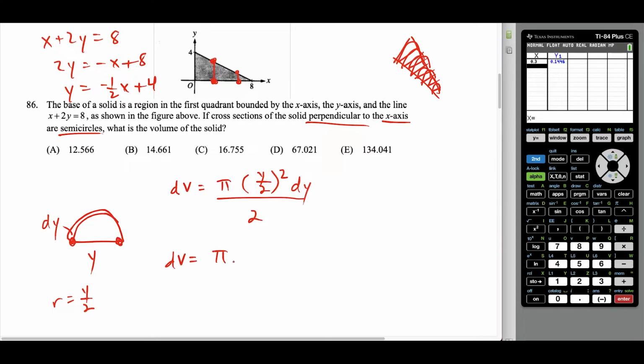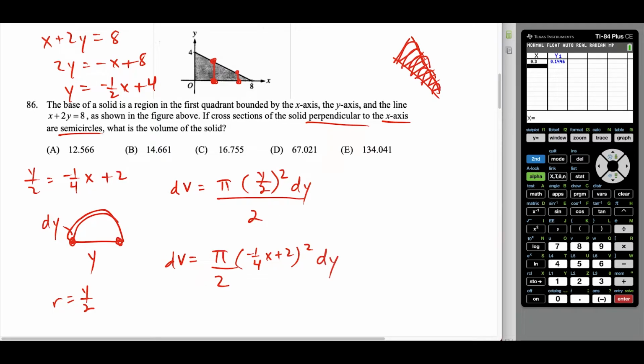So I could say that dV is equal to pi. And notice what I have here: I have y divided by 2. So if y is equal to this, I could say y divided by 2, I just divide each of those terms by 2, is negative 1/4 x plus 2. So I'm just doing negative 1/2 divided by 2 is negative 1/4, and 4 divided by 2 is 2. So now when I write all this stuff out, I'm going to have negative 1/4 x plus 2 squared, and the over 2 I'm going to attach to the pi like this, but then dx.